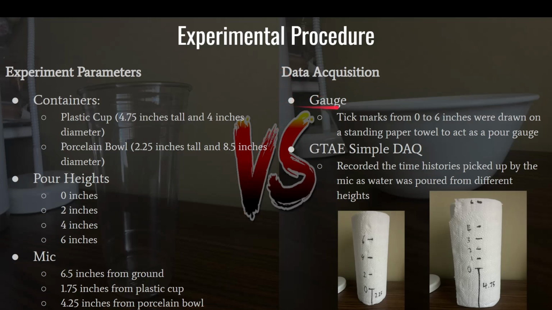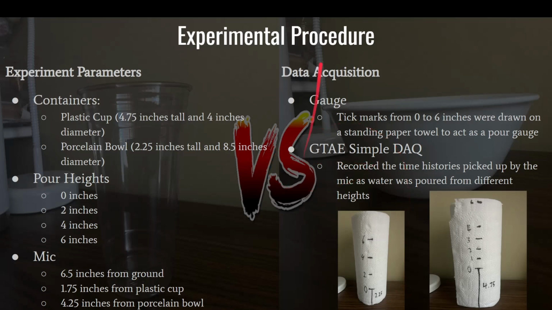Data acquisition wise, I had a pour gauge set up by making tick marks from 0 to 6 inches drawn on a standing paper towel, and this would help guide me as I poured the water manually into each container. The actual setup included me putting the mic next to each container, and my mic would be taped to my water bottle, 6.5 inches up the water bottle, and it would pick up the sound as I poured water into the container from certain heights highlighted by the pour gauges. These pour gauges help me pour water from heights relative to the top of each container. So this would be for the cup, and this would be for the bowl.